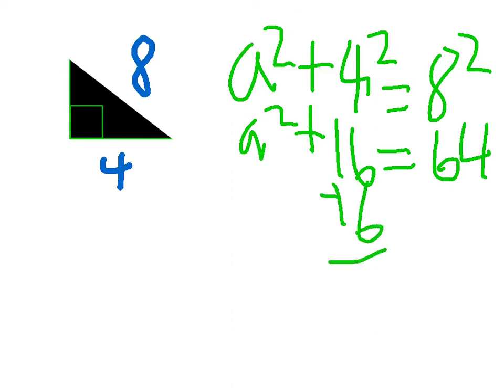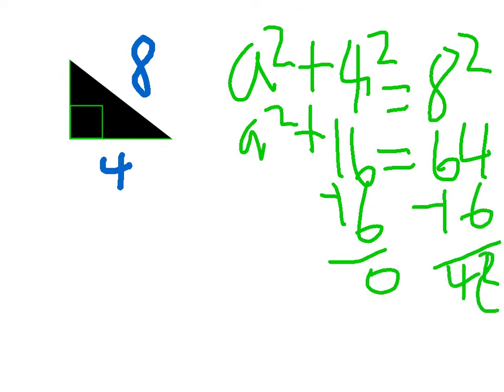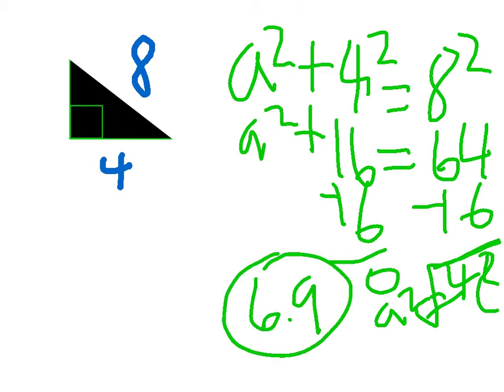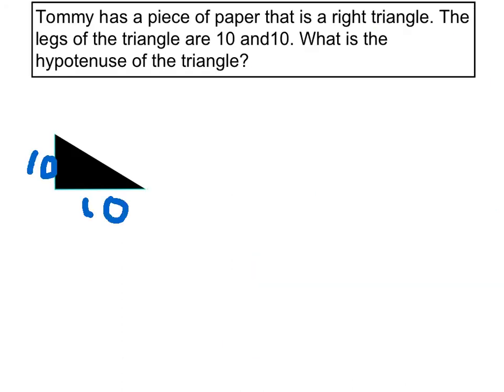16 minus 16 equals 0. 64 minus 16 equals 48. Now a squared equals 48. So now we will have to square root 48, which turns into a crazy decimal that we will round to 6.9. And that is how to find a leg of a right triangle.